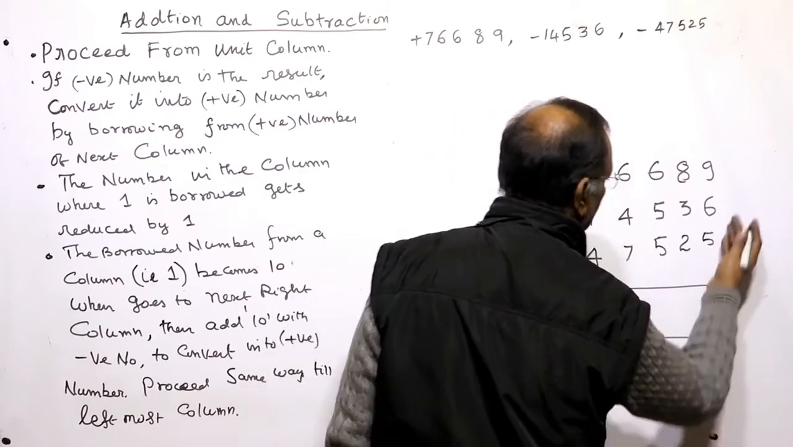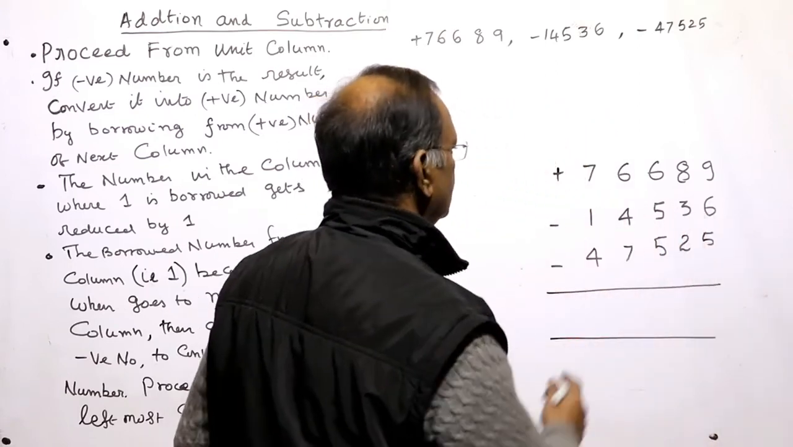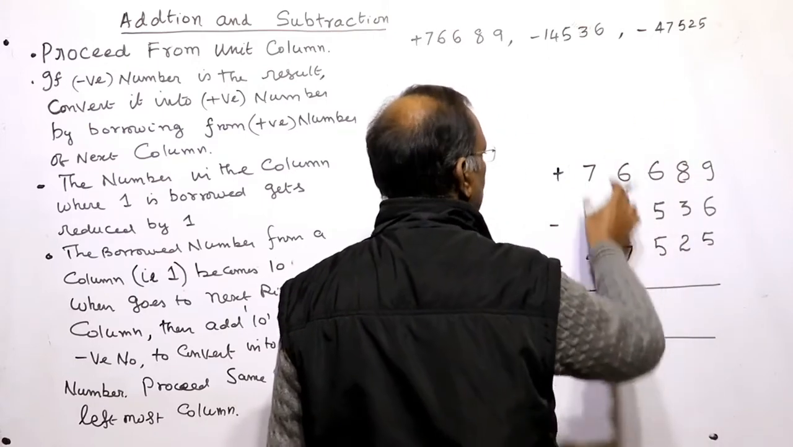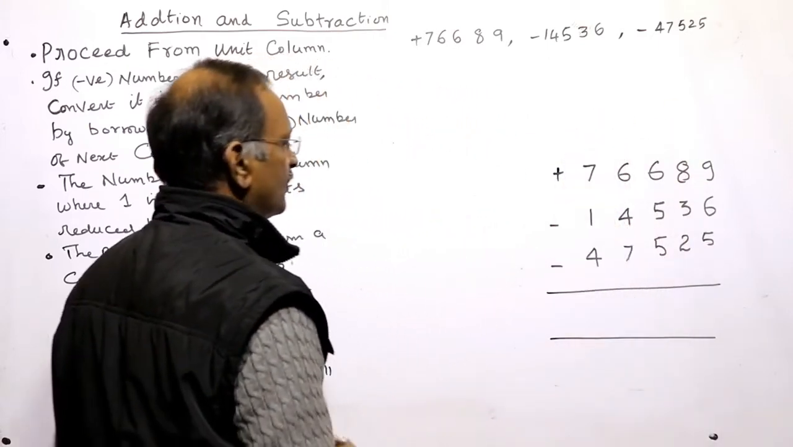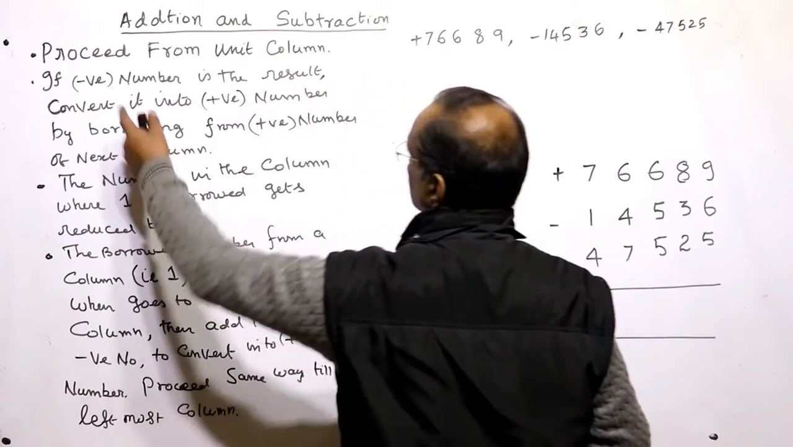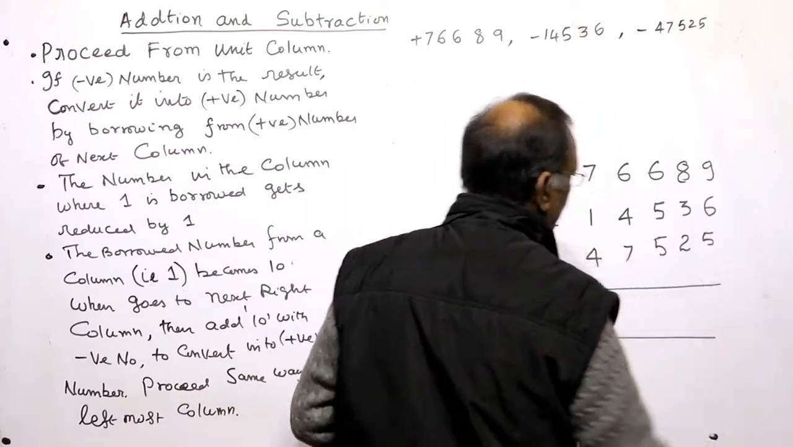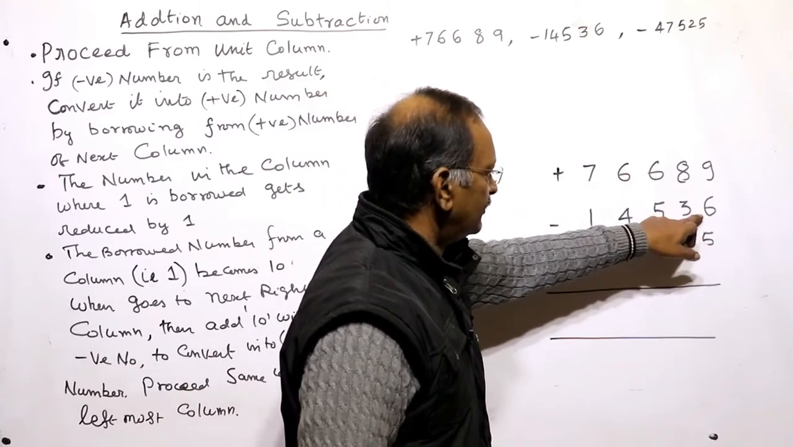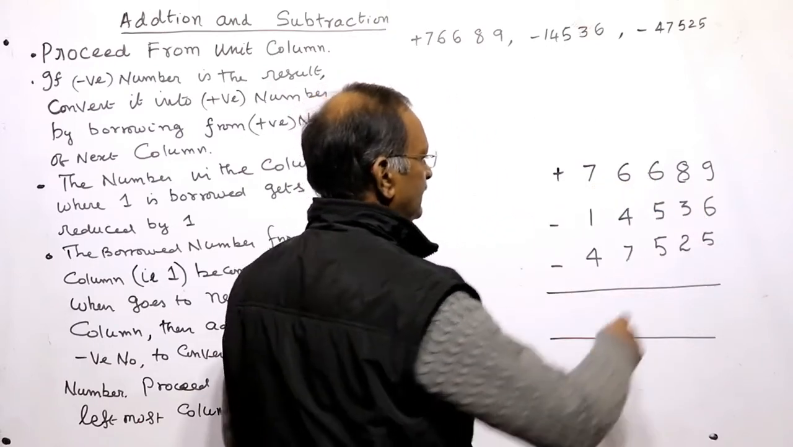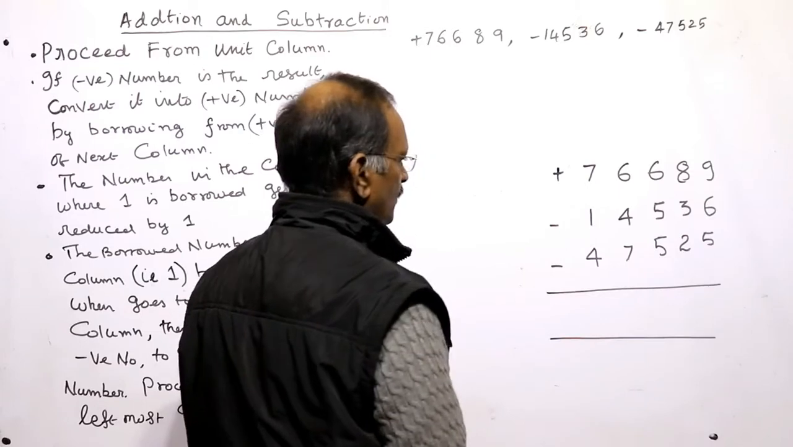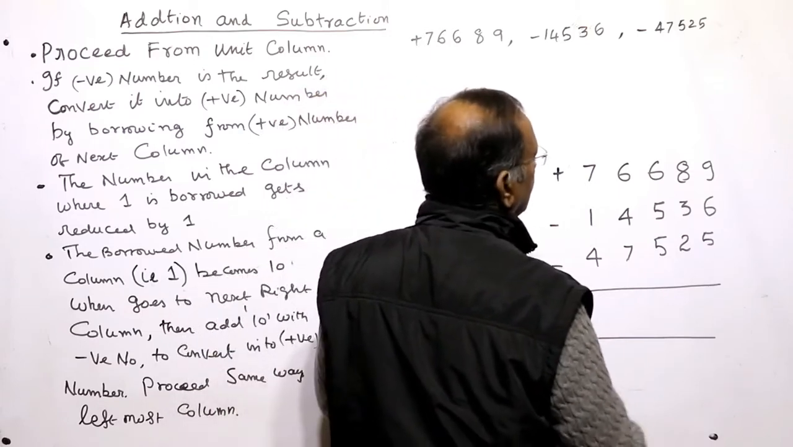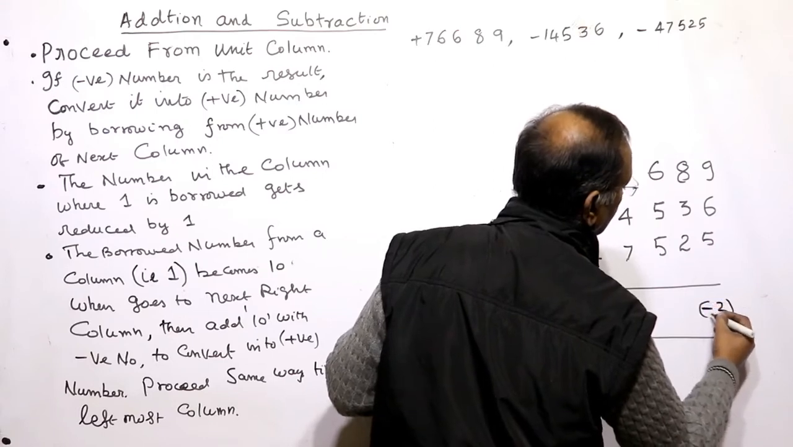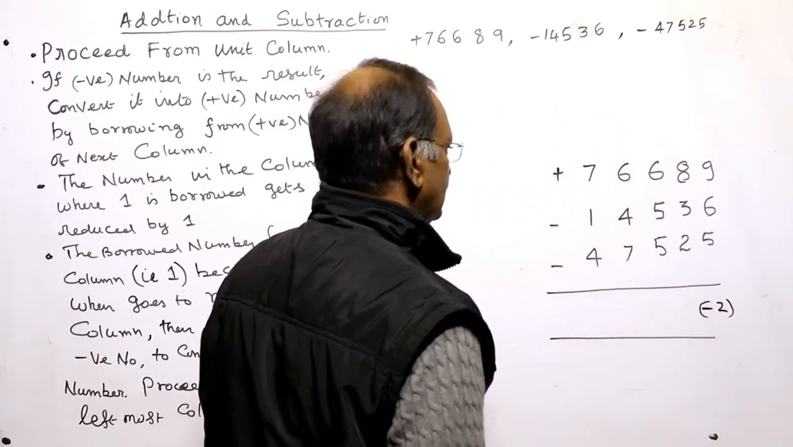So we have aligned it from right to left. This is the unit column, tenth column, hundreds, thousands and ten-thousands column. So we will proceed from the unit column. This is subtracted with this one, again subtracted with this one. That is 9 minus 6 is equal to 3. 3 minus 5 is equal to minus 2.